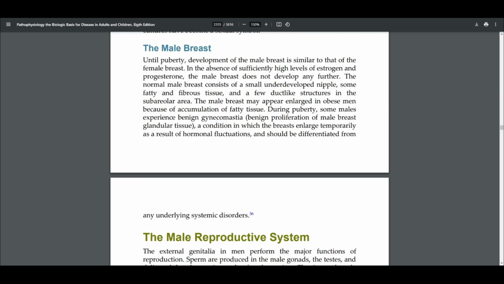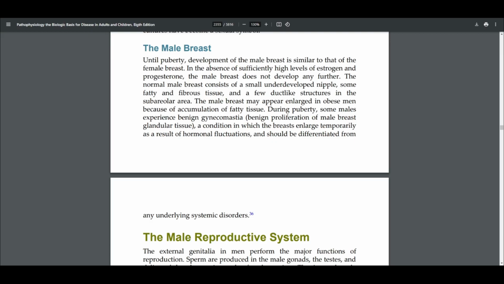The male breast. Until puberty, development of the male breast is similar to that of the female breast in the absence of sufficiently high levels of estrogen and progesterone. The male breast does not develop any further. The normal male breast consists of a small underdeveloped nipple, some fatty and fibrous tissue, and a few duct-like structures in the subareolar area. The male breast may appear enlarged in obese men because of the accumulation of fatty tissue.